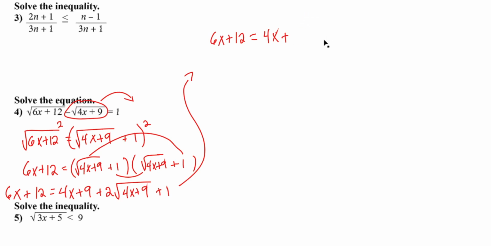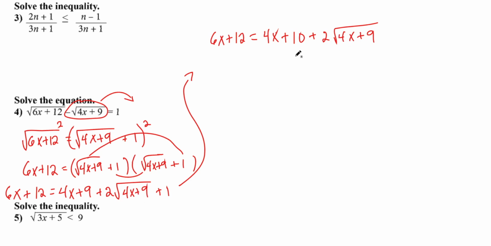Let's do this. I got a 9 and a 1, so what should I write? Write 10 plus 2 square root of 4x plus 9. All right? It's really kind of basic right now, okay? That was the hardest part, multiplying that, doing that FOIL method to get this.